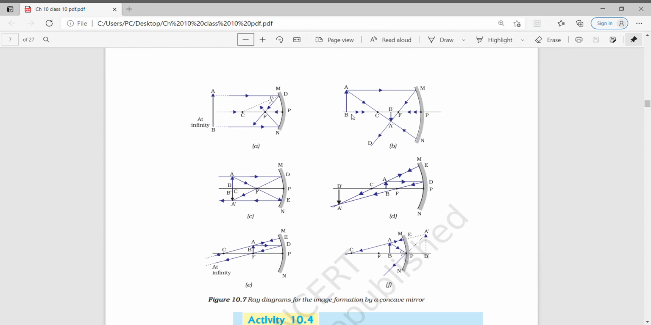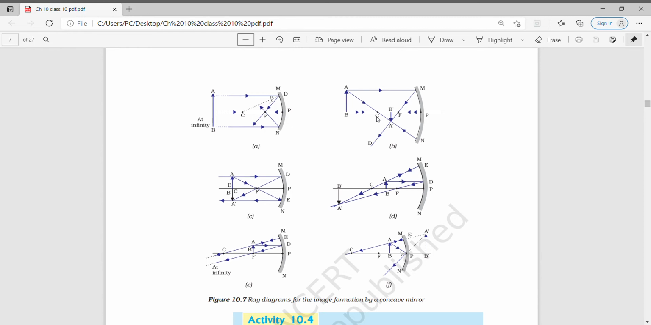And as you can see in the second diagram also, from the upper part of the object, a ray of light is coming. From the lower part also, the ray of light is coming and it is going towards the pole, and then it is bounced back in the same direction. So why is it bounced back in the same direction? Because this ray of light is passing through C, the center of curvature.